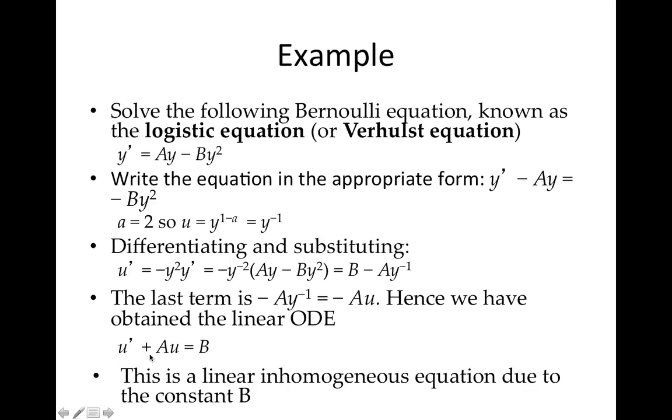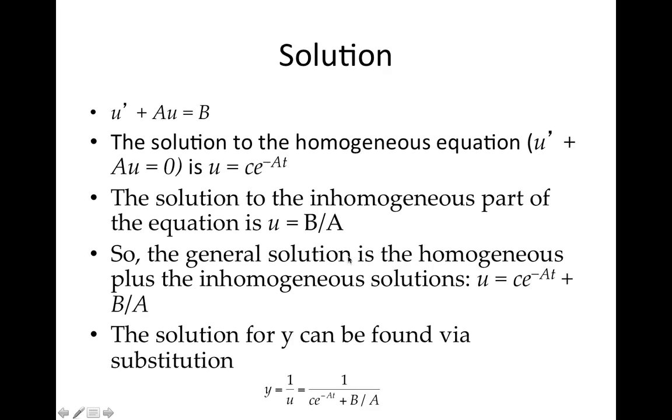So this is a linear inhomogeneous equation with a constant b. So that shows you how to transform this differential equation from a differential equation that's nonlinear in terms of y into a linear equation in terms of u. So what we would do here is solve this linear inhomogeneous differential equation in u, and then after the solution is obtained, we can make a substitution to get the solution in terms of y if we so choose.